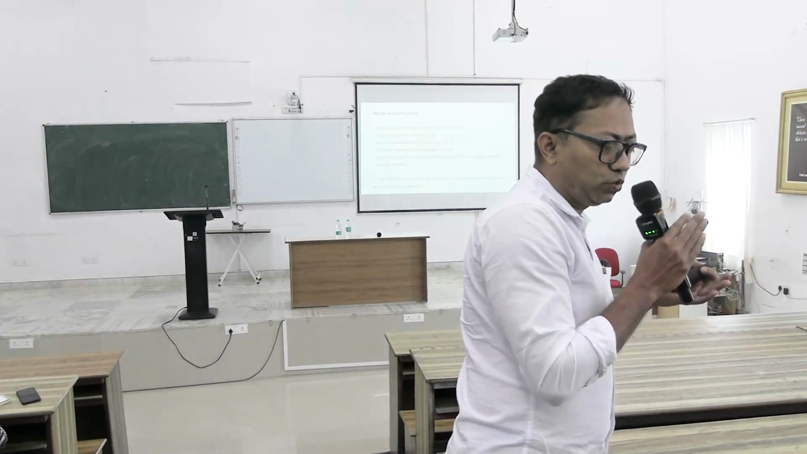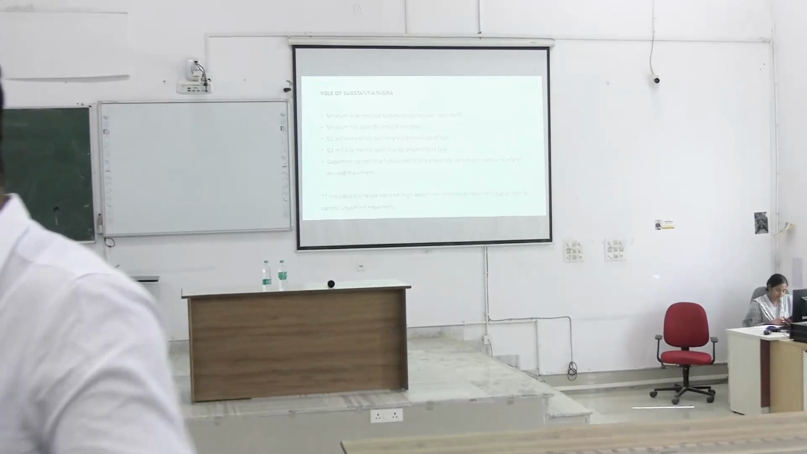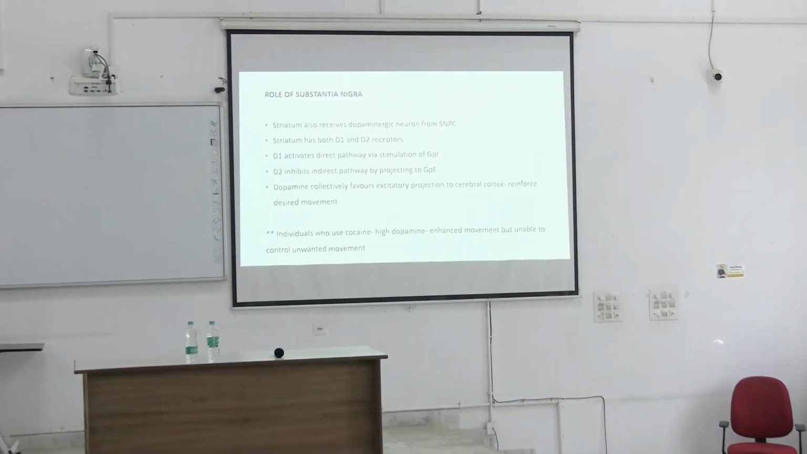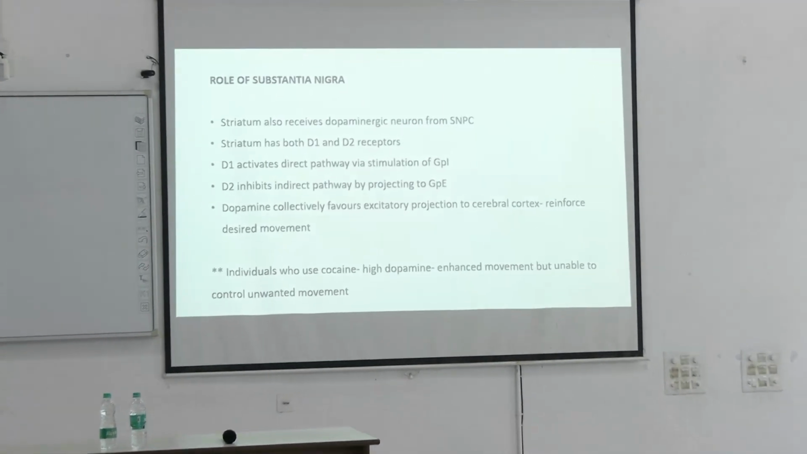Okay, there are 2 divisions of substantia nigra. One is pars compacta and another is pars reticulata. Okay, pars compacta and pars reticulata, right? And the important structure of consideration is substantia nigra pars compacta, right? And striatum has both D1 and D2 receptors. D1 and D2 receptors mean dopamine receptors. Okay, what is the role of dopamine? Is it an inhibitory neurotransmitter or an excitatory neurotransmitter?